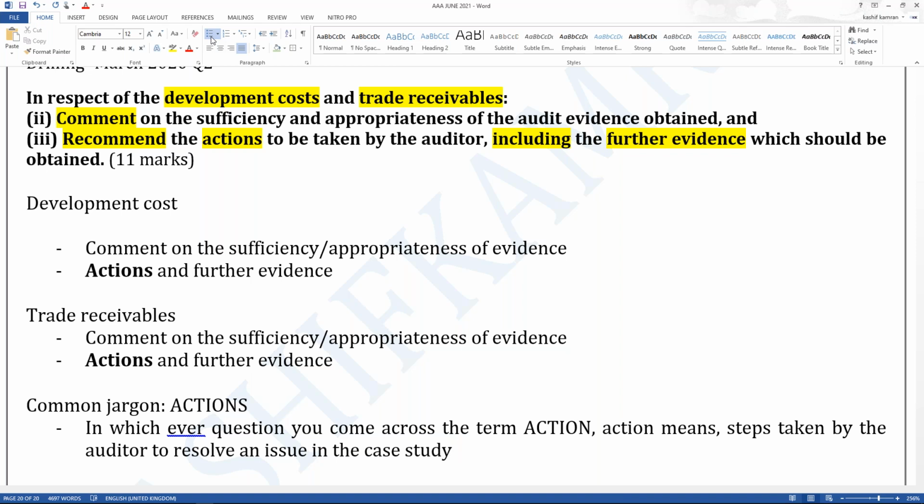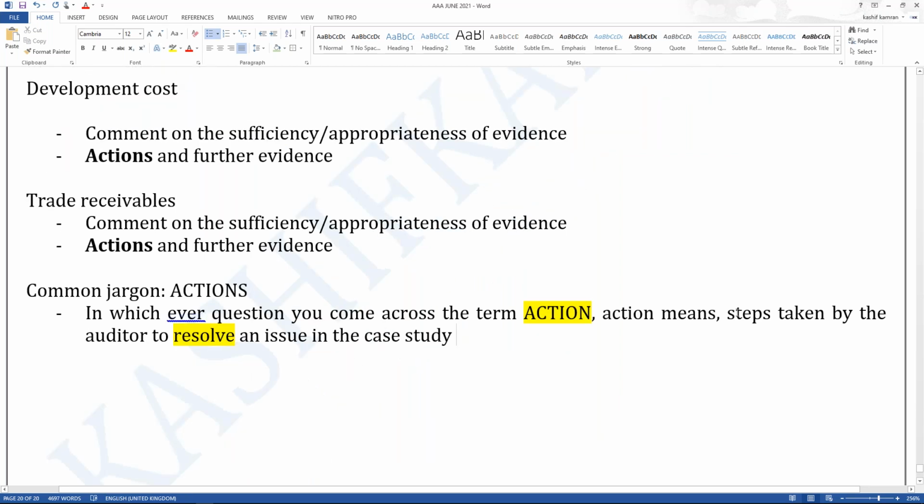What is the purpose of a procedure? The purpose of a procedure is to gather sufficient appropriate audit evidence, right? What is the purpose of an action? To resolve something. So in order to resolve something, you take an action. So action means steps taken by the auditor to resolve an issue in the case study.